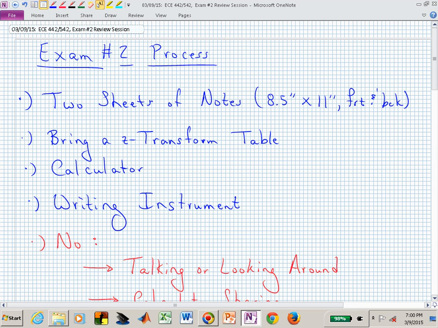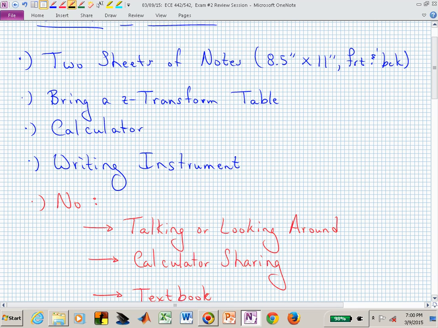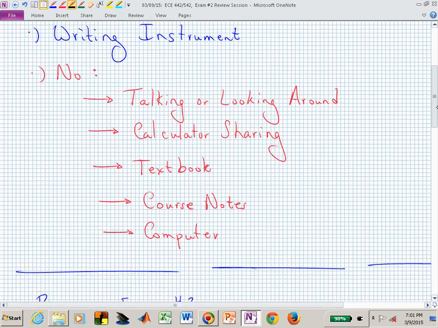We're trying to make this the review session for exam number 2. And the process we've already gone over, so I won't spend a lot of time. The blue indicates what is allowed. The red is what is not allowed during the exam.